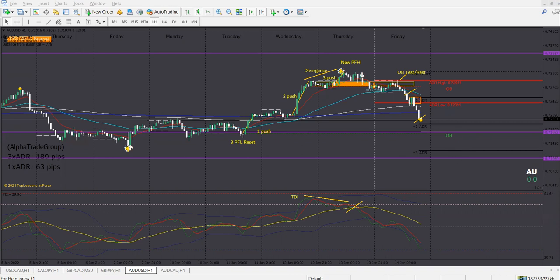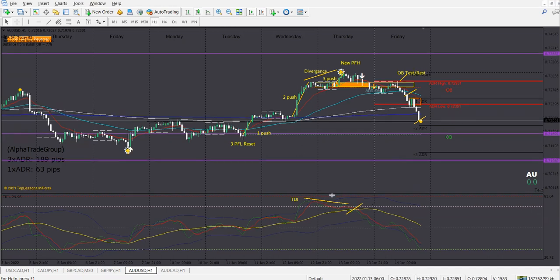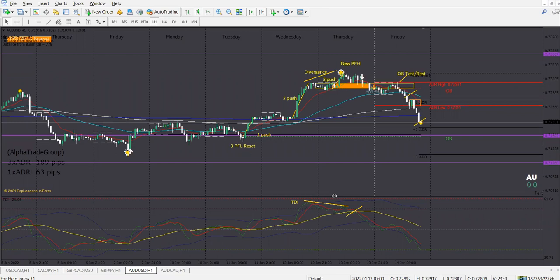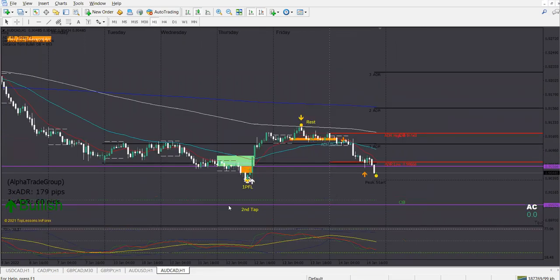So I wanted to do a quick video on how to identify the new peaks. Hope you guys had a great day trading today. I had a question in a group about this, so I went ahead and marked up the Aussie dollar, and I didn't mark up the Aussie CAD, but we can talk about this too.